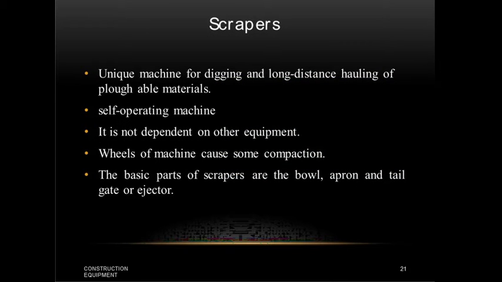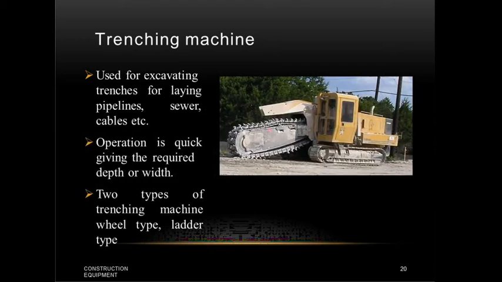The wheel type trenching machine can be used for providing depth up to 3 meters and width ranging from 0.3 meter to 0.6 meter. This machine consists of a power driven wheel provided with a number of detachable buckets having cutting teeth. You can see in the image, this is the wheel type trenching machine. Trenching machines come as wheel type and ladder type, and can be used for providing depth up to 3 meters and width ranging from 0.3 meter to 0.6 meter.